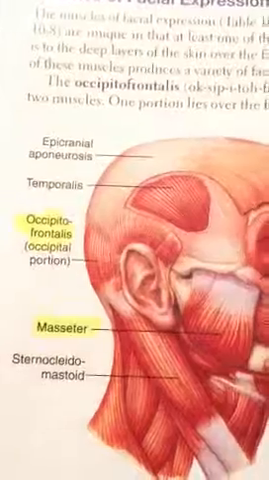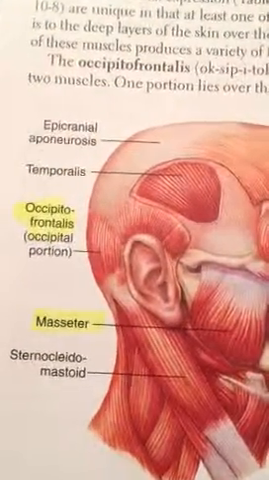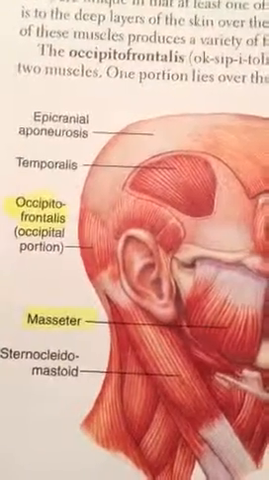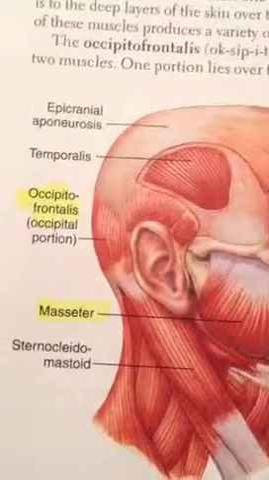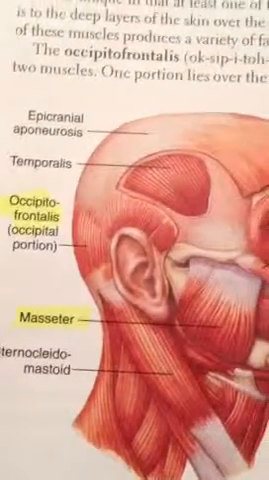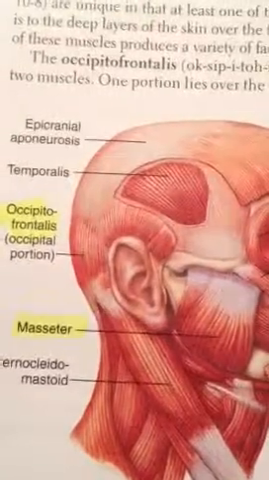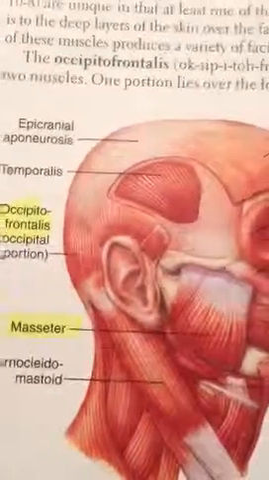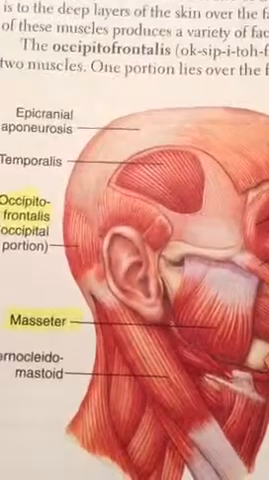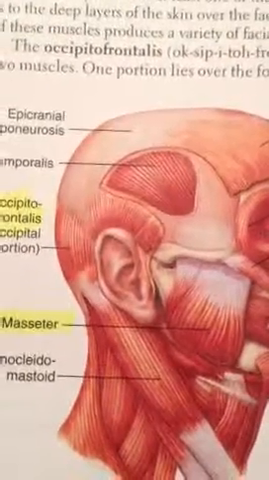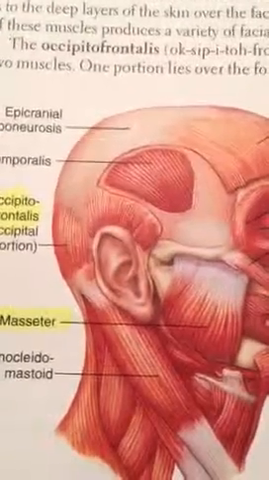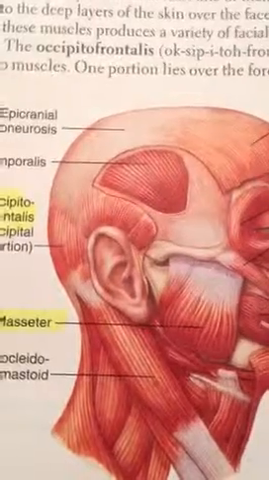Masseter. Origin is zygomatic arch. Insertion is mandible. It closes the jaw.